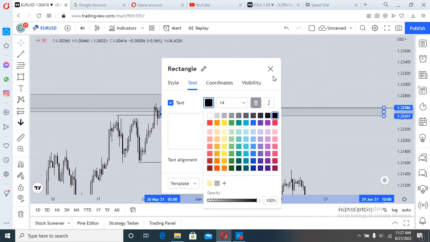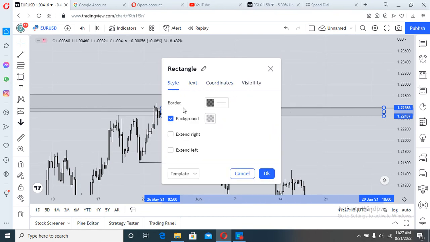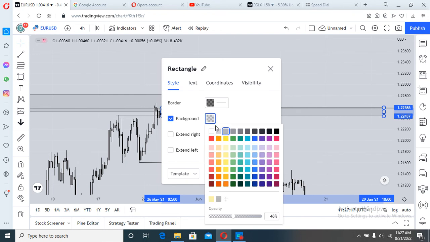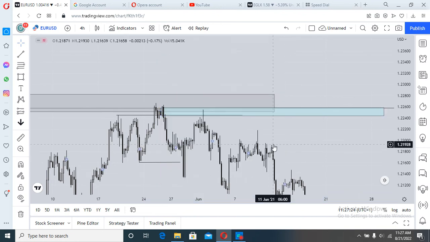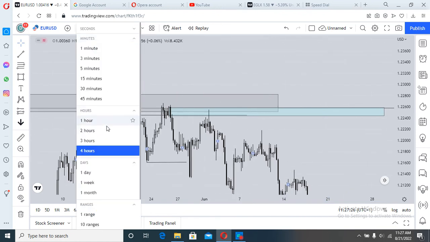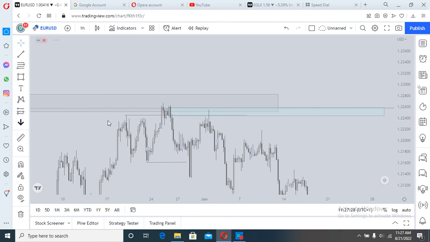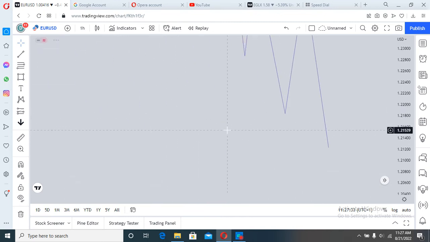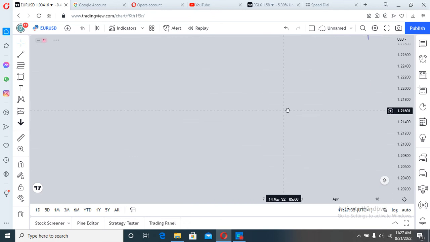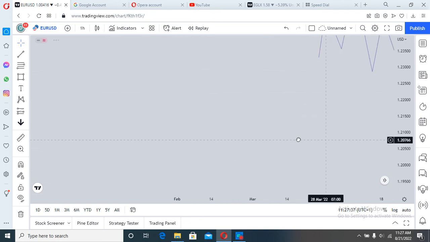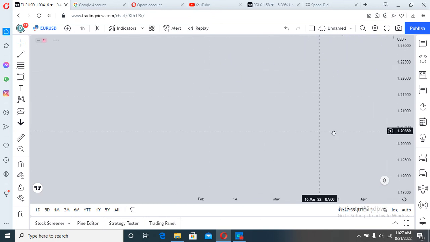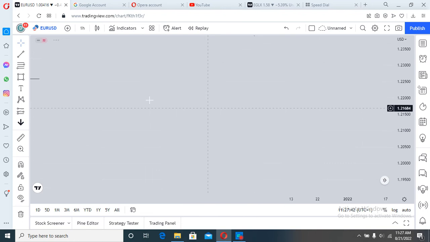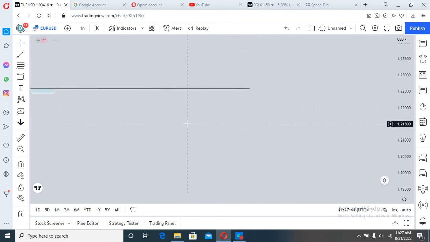Sorry, I want to change the color. All right, so we have that area there. Let's see if we can find. Not loading first.